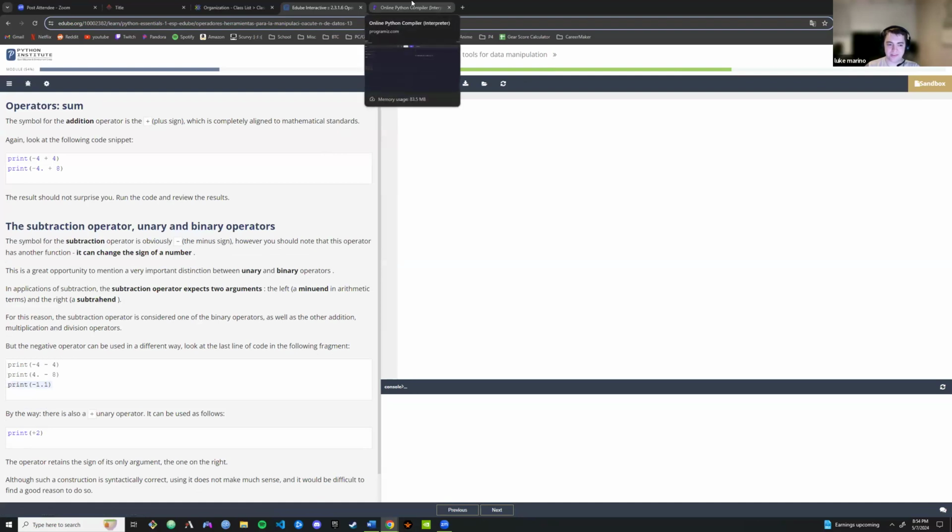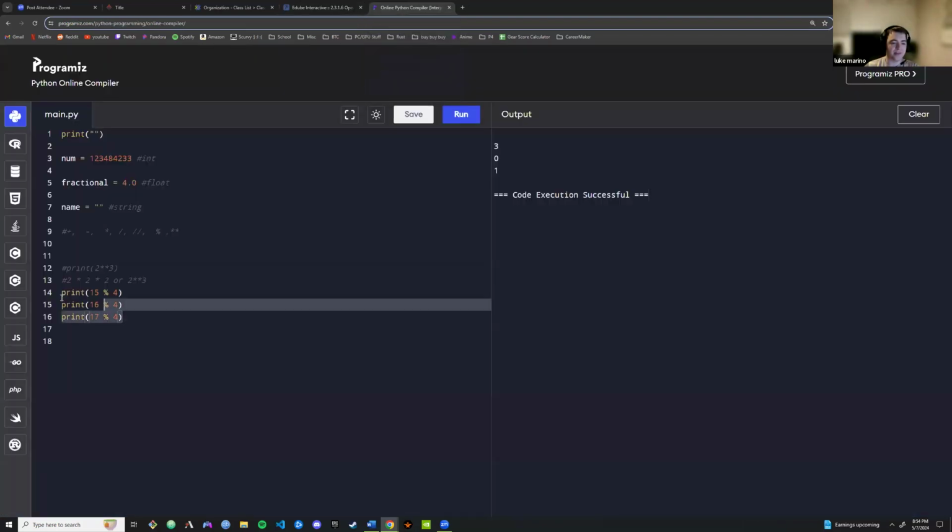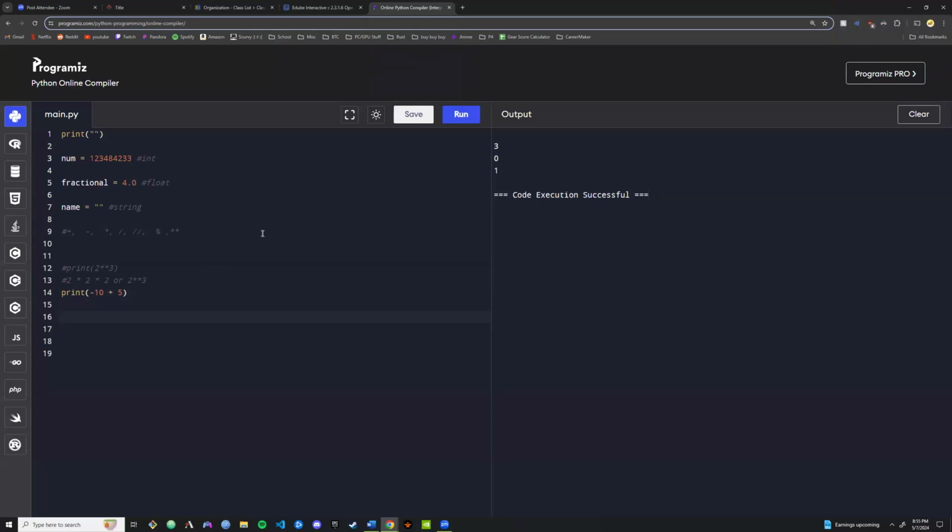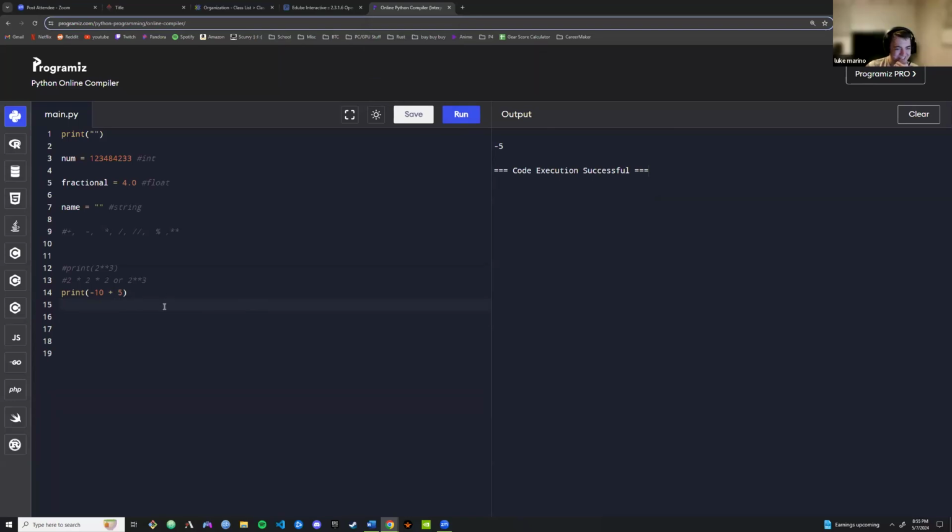We have the addition operator next. I guess we can look a little bit into this. We're gonna start out with something tricky. What is -10 plus 5 gonna equal? Is it 5 or -5? It is -5. I'm not the smartest with the math, but I know it's either 5 or -5. Yeah, I thought it was a trick question. So it's -5, and it's just -10 plus 5.